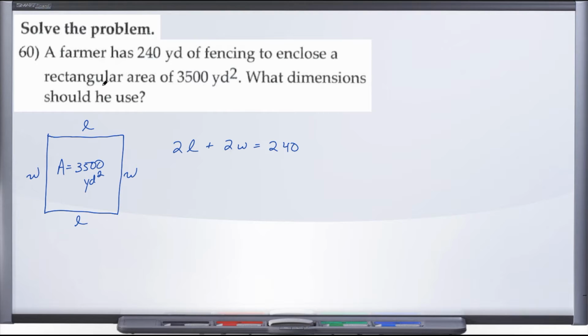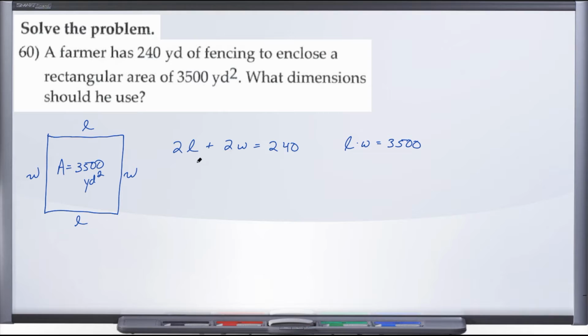All right, and we've also been given the area. We wrote that here, and we know that area is length times width. So length times width here is going to be 3,500. All right, and now let's go ahead and use what we learned in the previous chapters, the system of equations, to solve for either L or W.